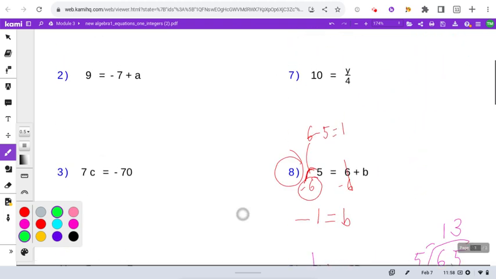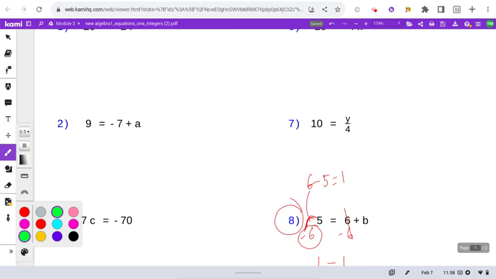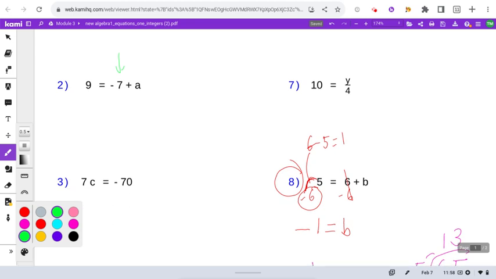Now for a problem where you have a negative integer, like this one here, you have a negative 7 plus a. You're going based on not necessarily the operation that you see between the variable and the number, but remember, you want to get rid of this number. You want to get the a all by itself. So don't necessarily look at the operation between them. Look at what the value of that number is.